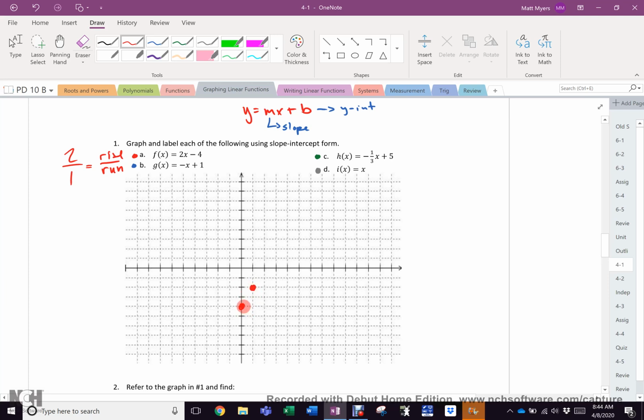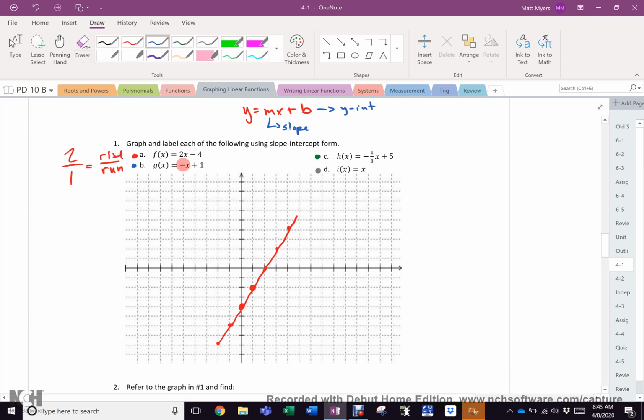Okay, what if I go the other way? Down 2, which is -2, and left 1, which is -1. 2 negatives still make a positive. There's my line. Oh, that's a crap line. There's my line. And how long will that continue? Forever. Up 2 over 1, up 2 over 1, up 2 over 1. Down 2, left 1, down, and so on, and so on, and so on. For all of eternity. Cool? All right, let's do B.